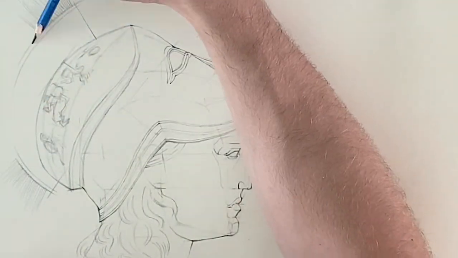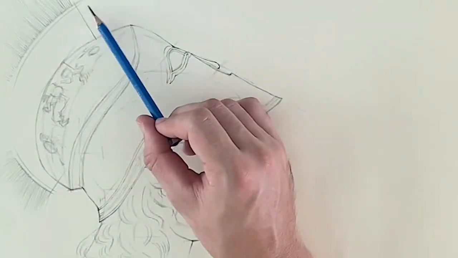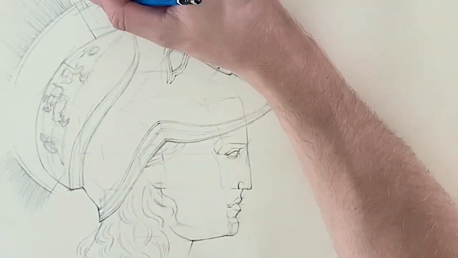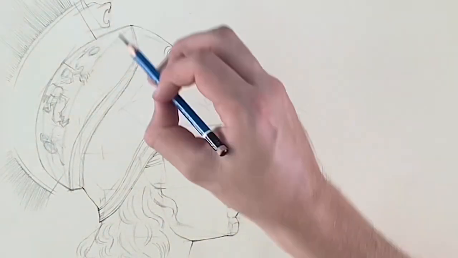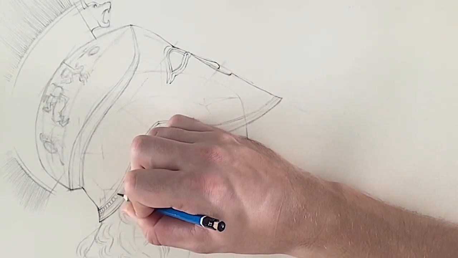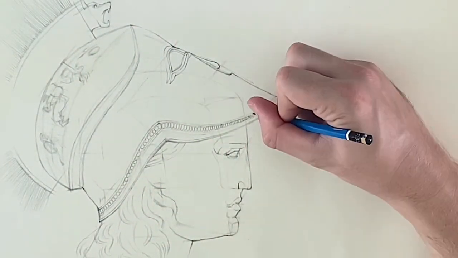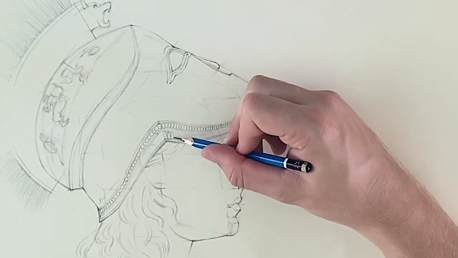I like to start with the side view because I figured that you tend to get the most information from the side view. So I go ahead and do that. I sketch everything in, get the basic shapes in there. And then with the basic shapes in place, I begin adding details and making them a little bit more elaborate.